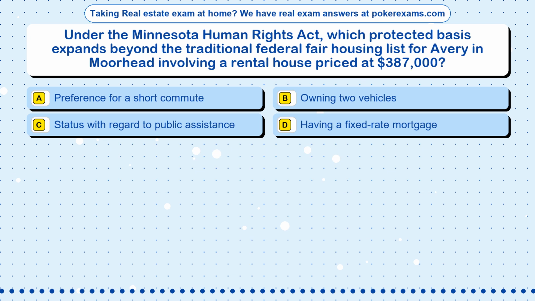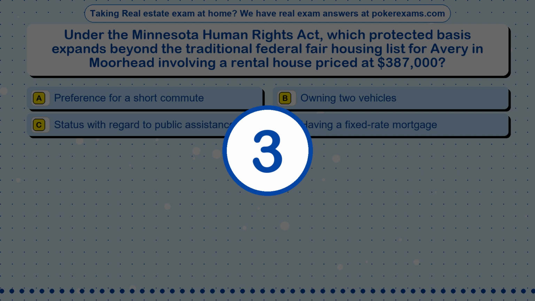Question 75. Under the Minnesota Human Rights Act, which protected basis expands beyond the traditional federal fair housing list for Avery in Moorhead involving a rental house priced at $387,000? Option A. Preference for a short commute. Option B. Owning 2 vehicles. Option C. Status with regard to public assistance. Option D. Having a fixed-rate mortgage.